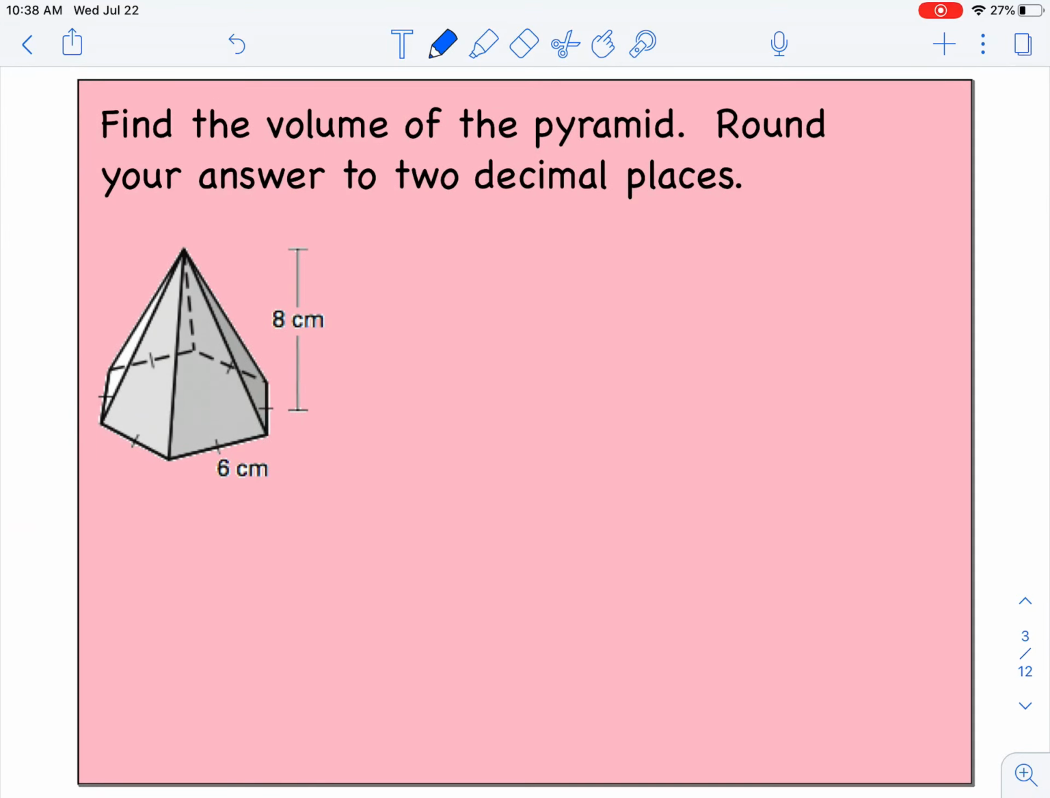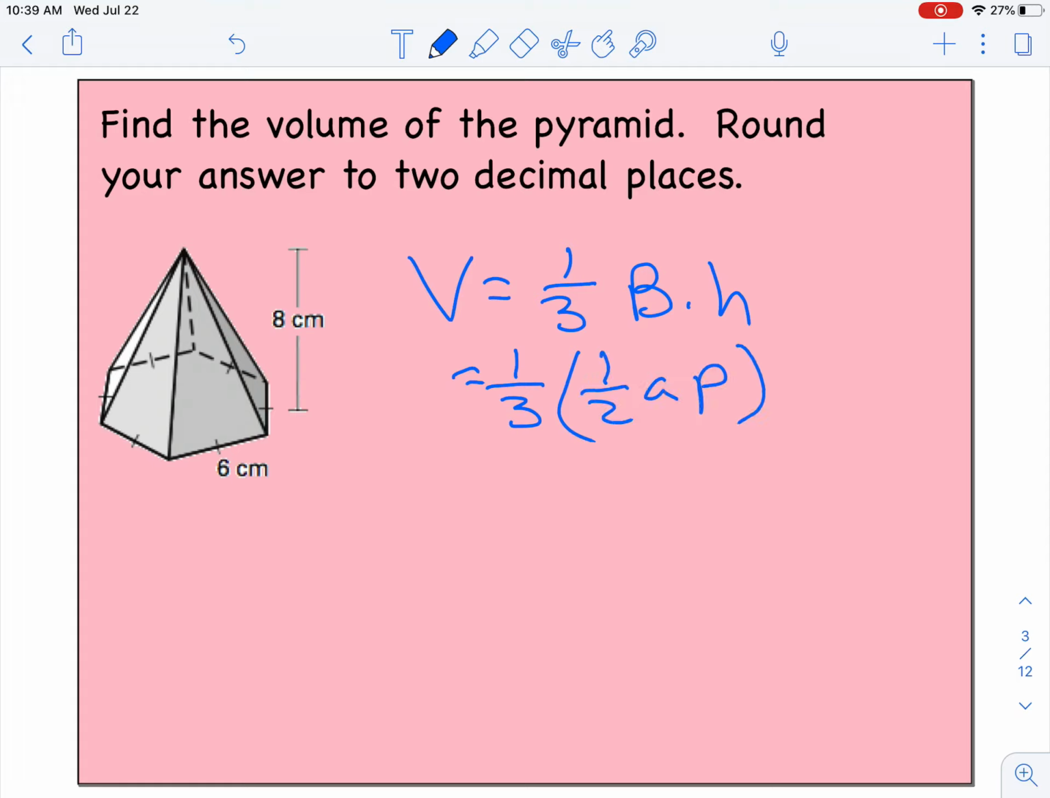So let's see here. This one happens to be a hexagonal pyramid. Now we use the same formula, but we're not given the apothem. We're going to have to find it. So we have 1/3 the area of the base times the height. And again, the base area formula is 1/2 the apothem times the perimeter. And I do know the height of the pyramid, right there, is 8. So I will put in my 8 right there.